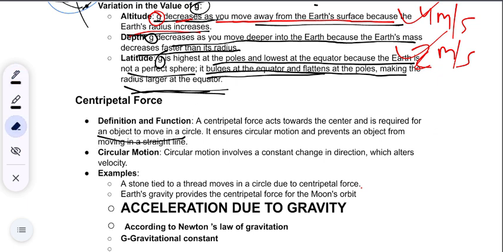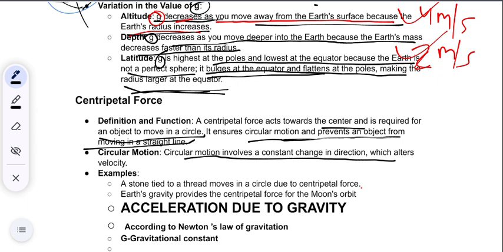As the name suggests, centripetal means it acts towards the center and it is required for an object to move in a circle. It ensures circular motion and prevents an object from moving in a straight line. Okay. Circular motion involves a constant change in direction, okay, which alters velocity.